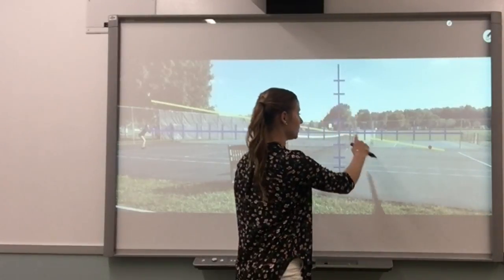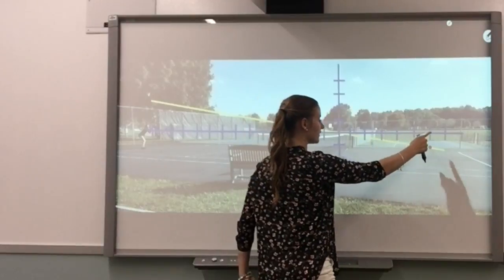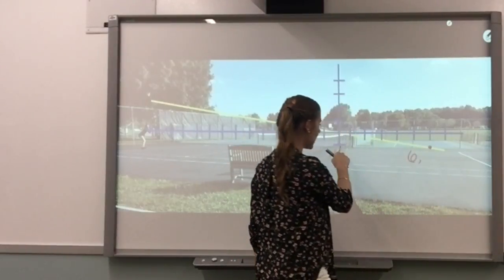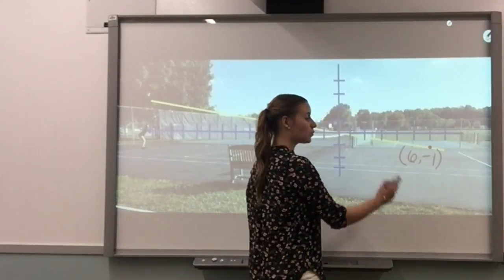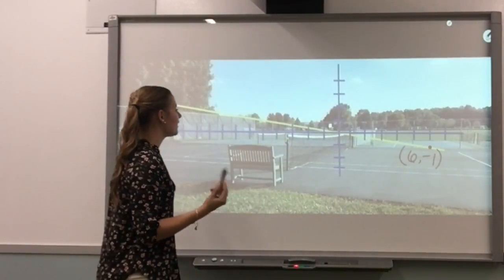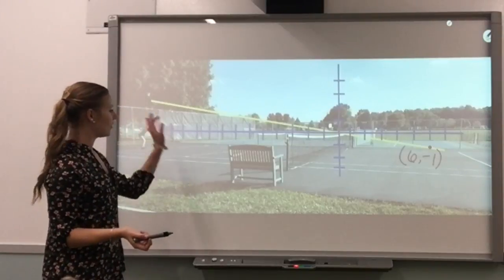Now this point is 1, 2, 3, 4, 5, 6, and -1. So this point is going to be (6, -1). That's one of the points we're going to use. Now let's find another point. So let's look on this side.